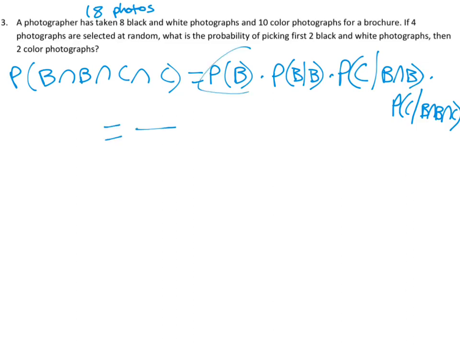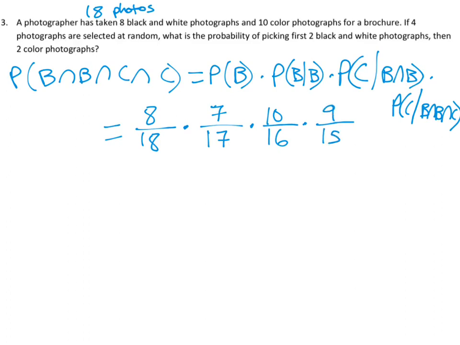So, first one, probability of picking a black photograph of these 18. Well, there's 18, and 8 of them are black and white. Perfect. On the next one, you already drew one of the black and white ones out, so there's 17, and there's only 7 black and white ones left. And on the next one, there's only 16 photos, but there's 10 that are colored now that we're trying to get. And the last one, there's 15 left, and only 9 colored photographs after you've done all these other things.